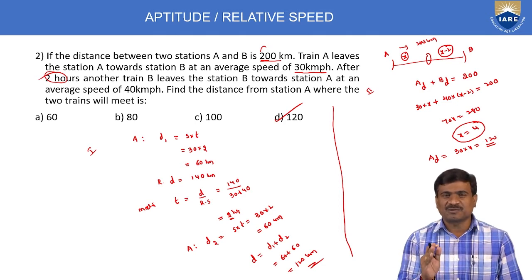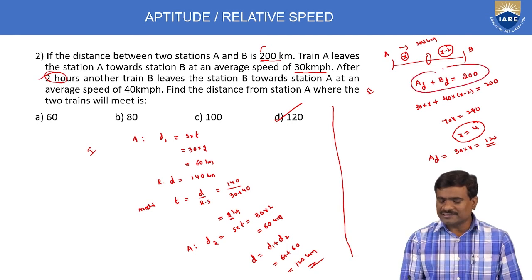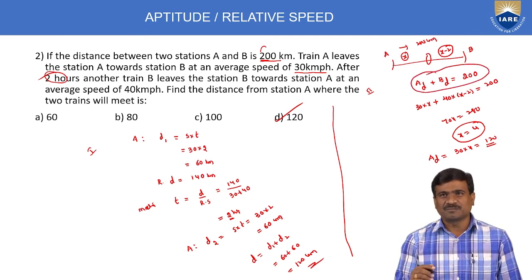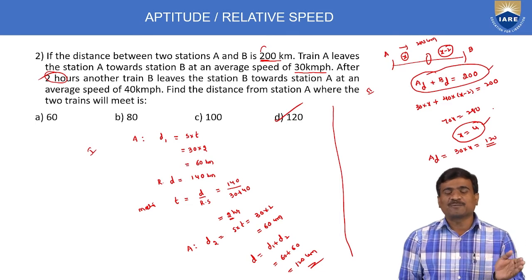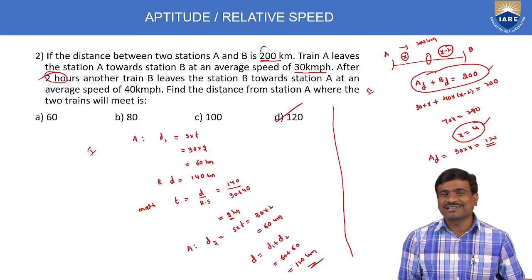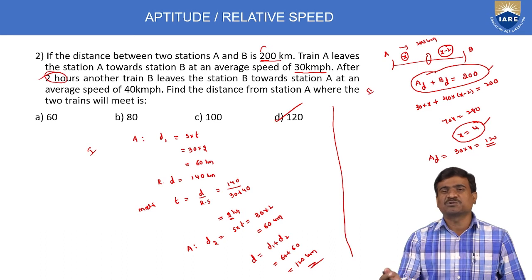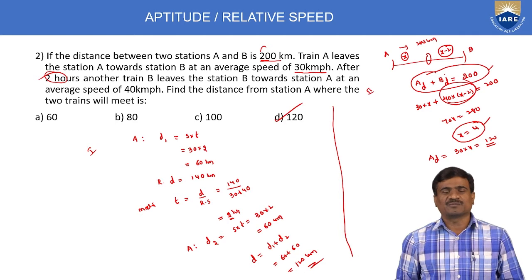The procedure is only one statement. If the problem belongs to opposite direction, just apply this method: A's distance up to the meeting point plus B's distance up to the meeting point is equal to the total distance. The total distance is equal to 200. Here calculate x, where x is A's time up to the meeting point. Here A's distance up to the meeting point is 30 into x, 120 kilometers. Similarly, find B's distance up to the meeting point: 40 into x minus 2.